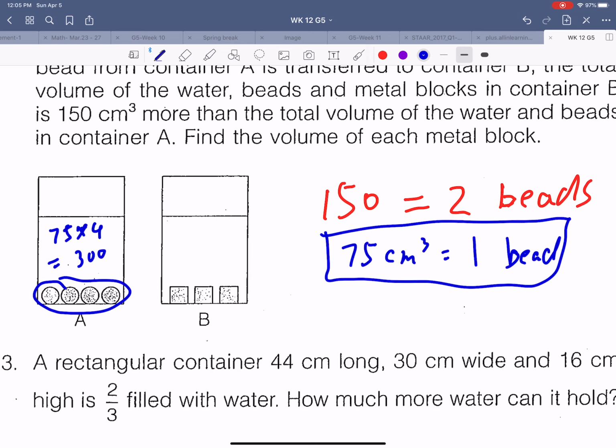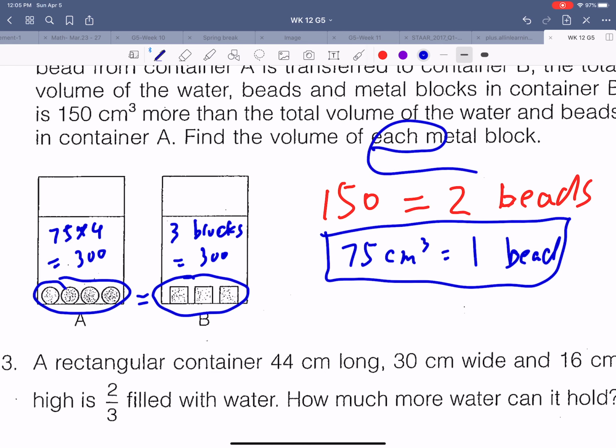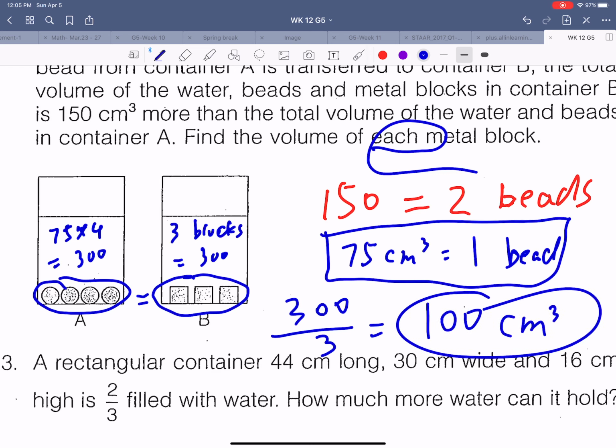Okay, that means the volume of the 4 beads is 300, and we know the volume of 4 beads equals the volume of 3 metal blocks. That means 3 metal blocks equals 300 centimeters cubed. And the question is asking about each. So you do 300 divided by 3. Your answer is going to be 100 centimeters cubed.